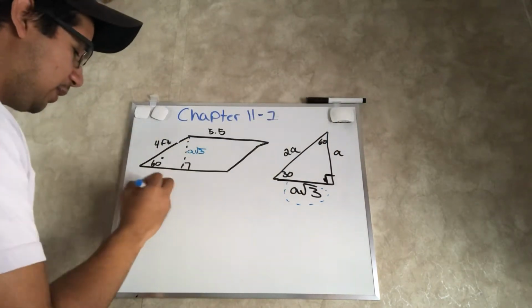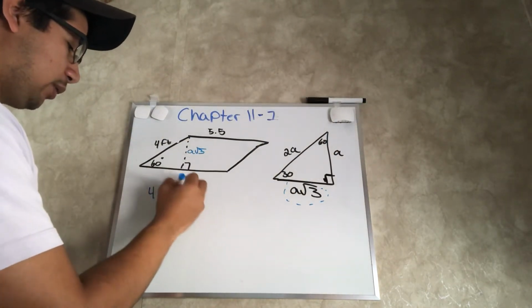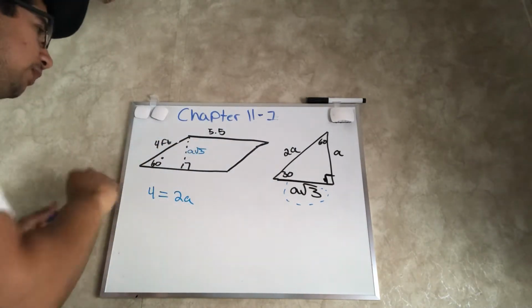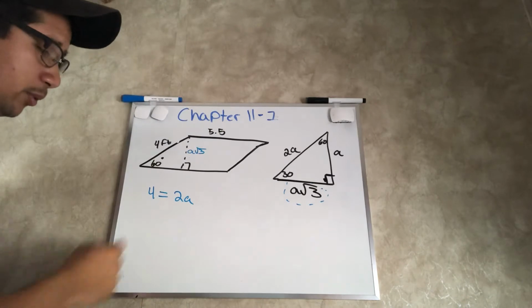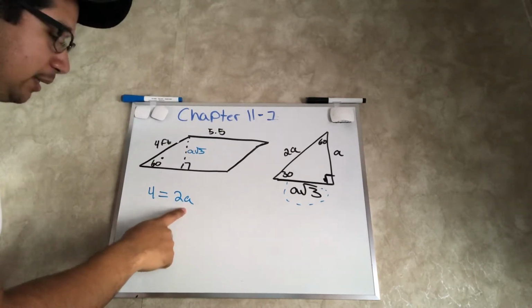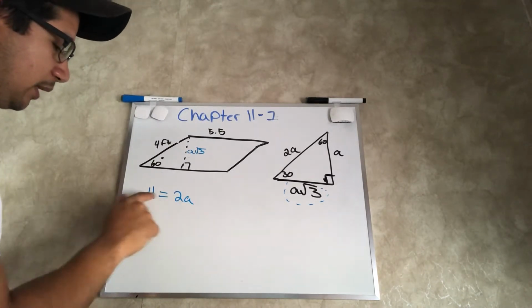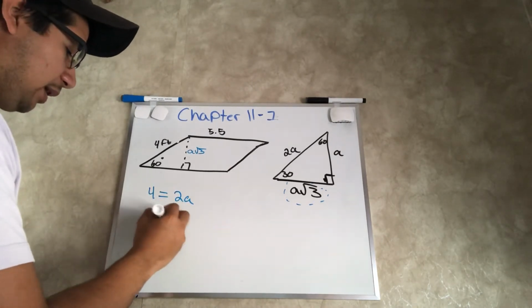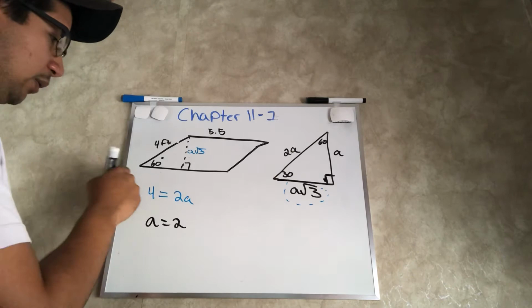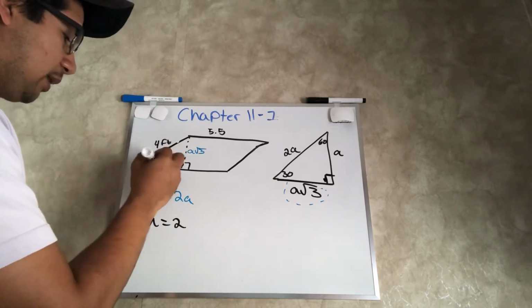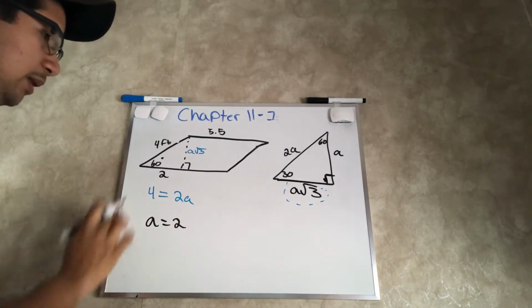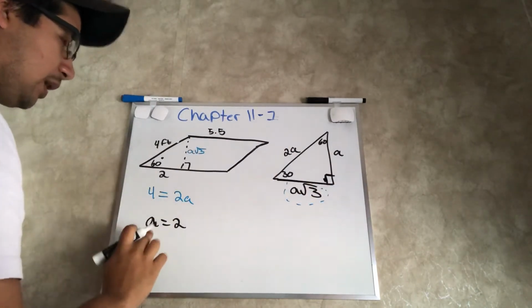So what does that mean? That means that 4 equals 2A. Okay. Now this is really simple. So we need to find what A is, right? So 2 times what gives me 4? Well, 2. Right? So that means that A equals 2. So that means that this number right here is going to be 2. Okay? Since this is A, and A equals 2.